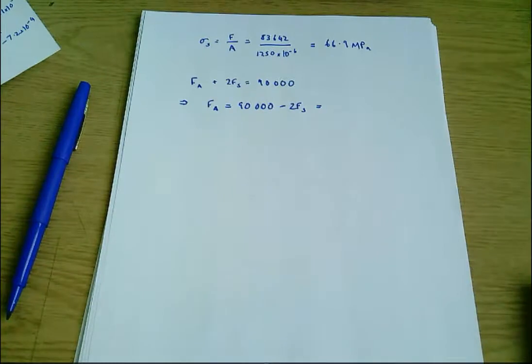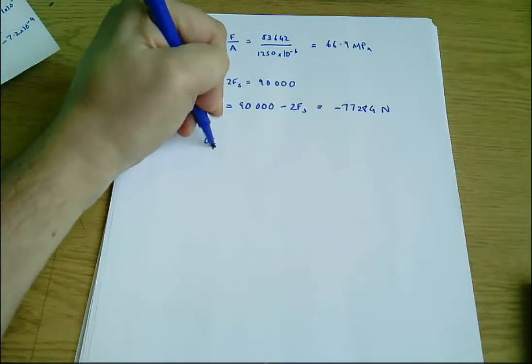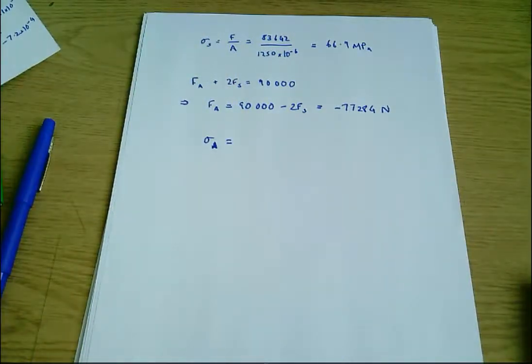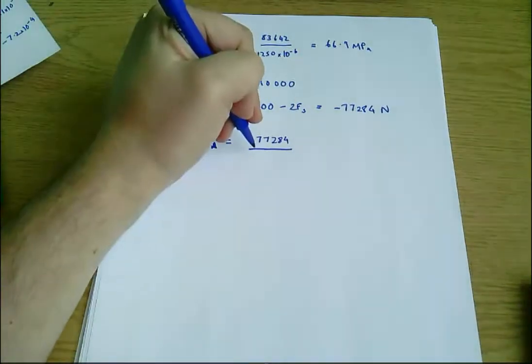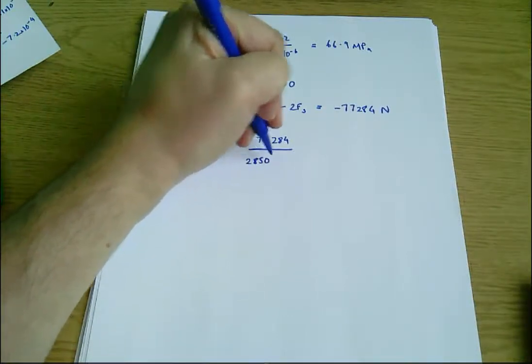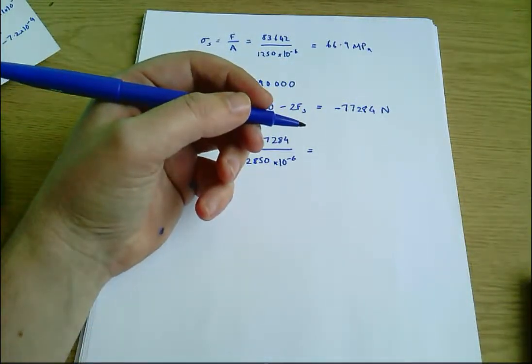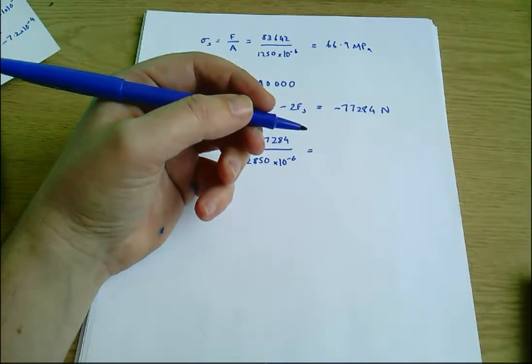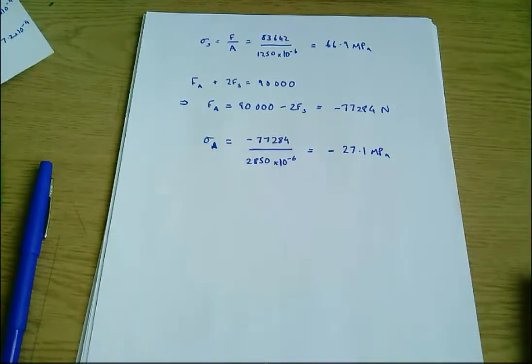And if Fs is 83642, that comes out to be minus 77,284 newtons. And that would mean the stress in the aluminium is that number divided by the area of the aluminium, which is 2850 times 10 to the minus 6. Which comes out to be 27.1 megapascals. Okay, so those are my final two answers.